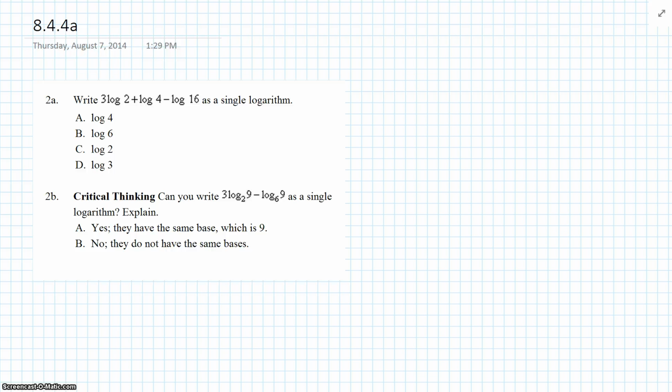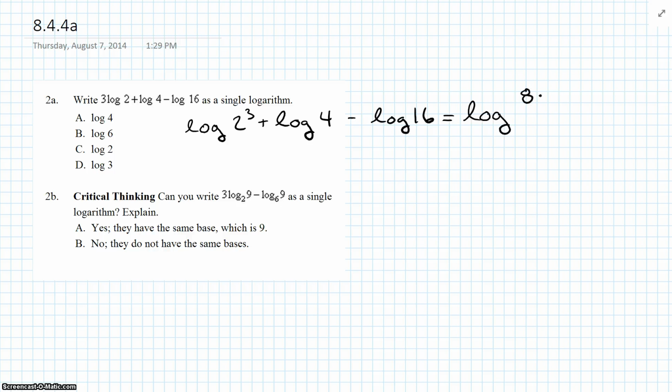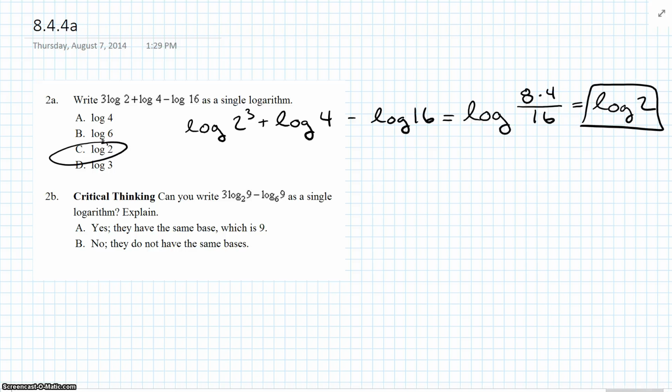Next one, write this one as a single logarithm. So let's break each one down. The first one would be log 2 cubed plus log of 4 minus log of 16. So we could rewrite this as, what is 2 cubed? 8. So we can say this is the log of 8 times 4 over 16. So that'd be 32 over 16. So that'd just be the log of 2. So answer C.